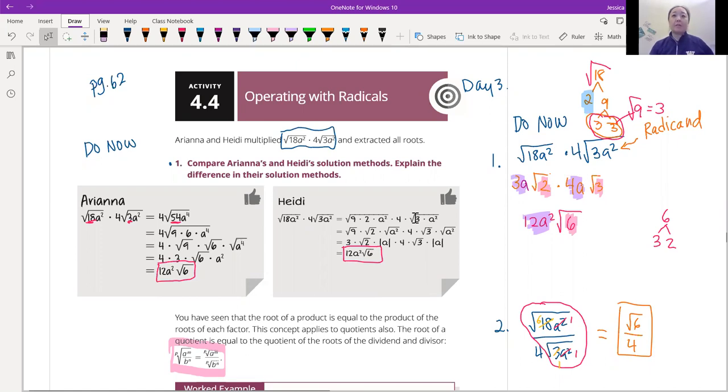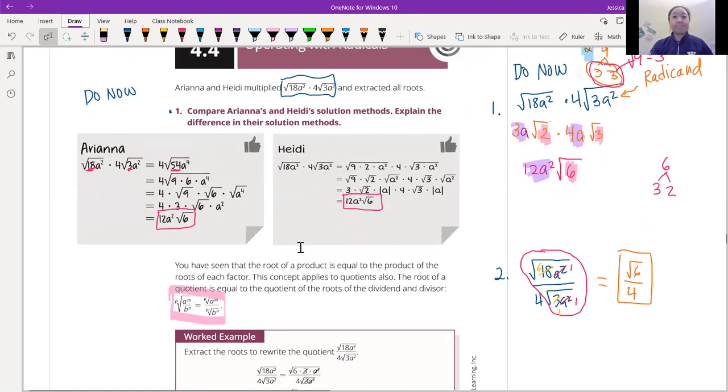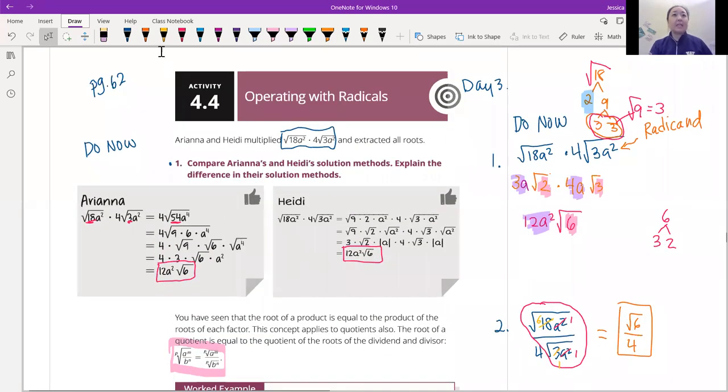So as you can see here, for the do now, what we just did was what Ariana and Heidi were doing, as well as the worked example, and we kind of did this in our own way. Please take a look at what Ariana and Heidi were doing. It's basically what we're doing, just notated a little bit differently. I just feel like the steps are a little bit long when you do it that way, so we're going to condense things just a little bit.